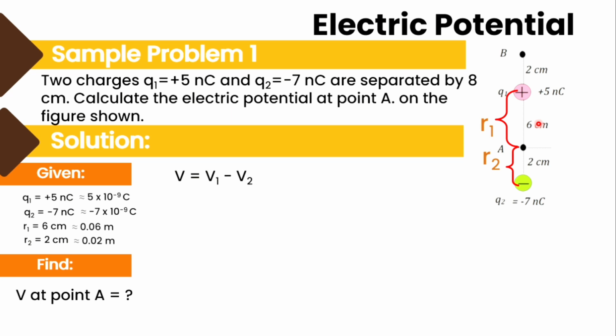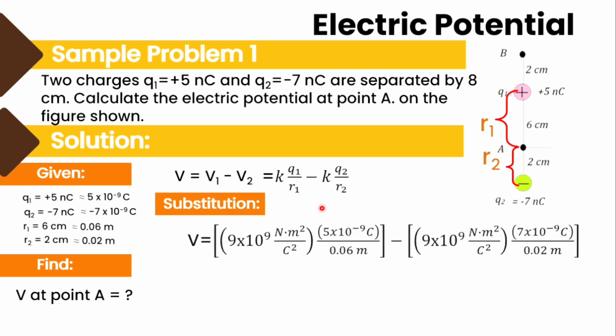So V, or the electric potential, is equal to electric potential sub 1 minus electric potential sub 2. Electric potential sub 1 minus electric potential sub 2 is also equal to coulomb's constant times charge 1 over the distance between the point and the source charge, so that would be R1, minus K, coulomb's constant, times source charge number 2 over the distance between point A to source charge number 2.